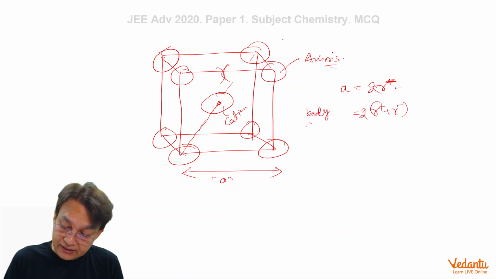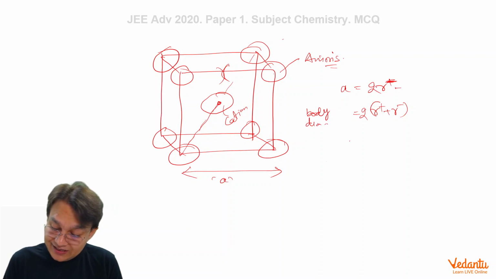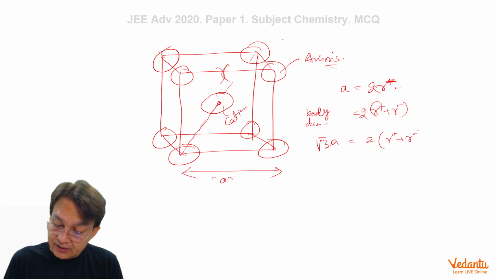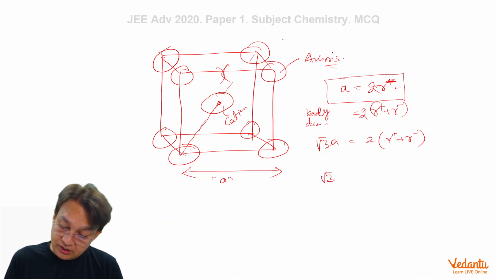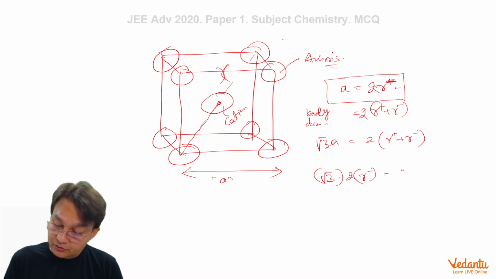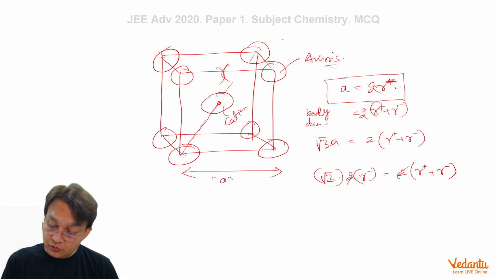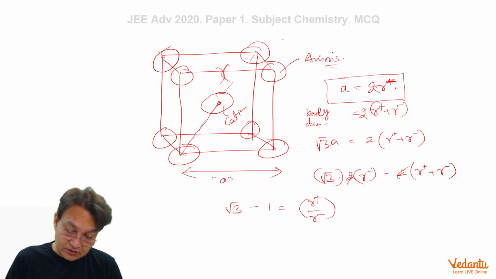And you know that body diagonal is equal to root 3a. So root 3a is equal to twice of R plus R minus, and you already know that a is equal to 2R negative. If you substitute it here, then we have the expression root 3 into 2 into R negative is equal to twice of R plus R minus. So cancel out this 2 and solve it. You'll get root 3 minus 1 is equal to R plus upon R minus. And this comes out to be 0.73.